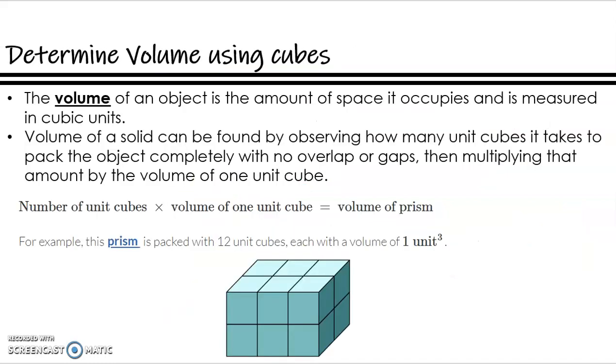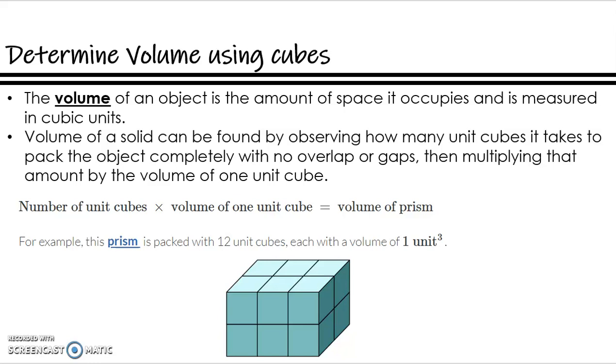So let's talk about first what volume is. The volume of an object is the amount of space it occupies and is measured in cubic units. Volume of a solid can be found by observing how many unit cubes it takes to pack the object completely with no overlap and no gaps, then multiplying that amount by the volume of one cube. So if we find out how many cubes it takes to fill this 3D figure, and we know the volume of one of them, we can multiply those numbers together.